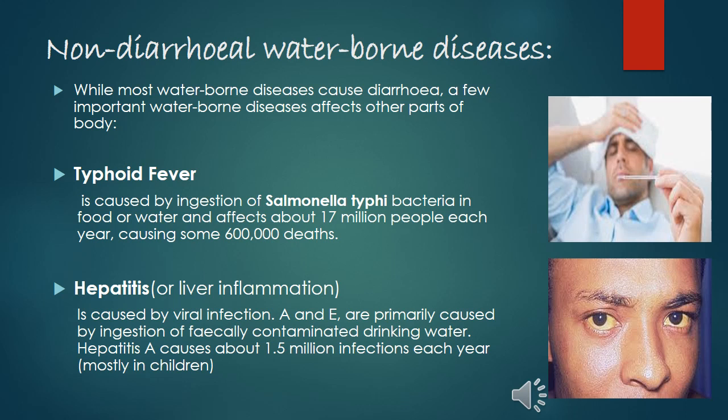Other than that, we have hepatitis. Hepatitis is a viral infection, primarily A and E. Hepatitis A and E are caused by ingestion of fecally contaminated drinking water. Hepatitis A causes about 1.5 million infections each year, and that are mostly in children.